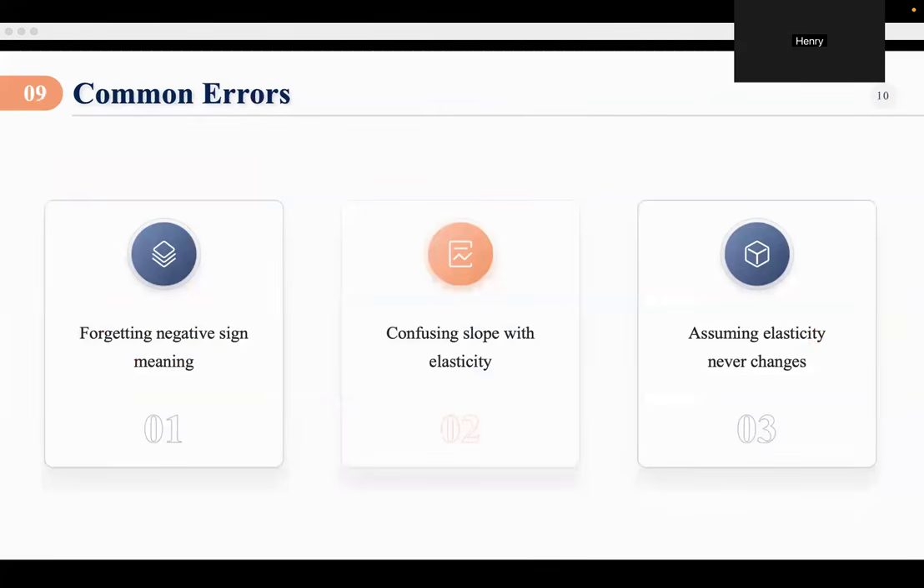There are also several common mistakes students make. 1. Forgetting what a negative sign means. It simply reflects the inverse relationship between price and quantity. 2. Confusing slope with elasticity. A steep curve does not necessarily mean inelastic. Elasticity depends on percentage changes. 3. Assuming elasticity is constant. Elasticity can change along the curve and over time.